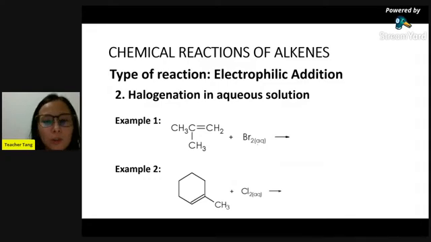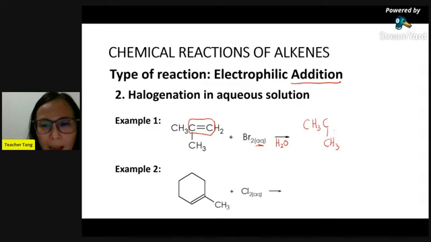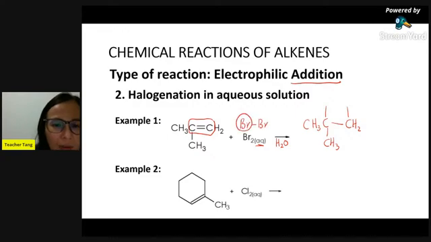Aqueous means that the solvent is water. Again, this is an alkene, a carbon-carbon double bond, which will undergo addition type of reaction, so the carbon-carbon double bond will become single bond. And the halogen atom, one atom, will go to the carbon that has more hydrogen. Here, this carbon has no hydrogen bonded directly, but this one has two. So the Br will go here.